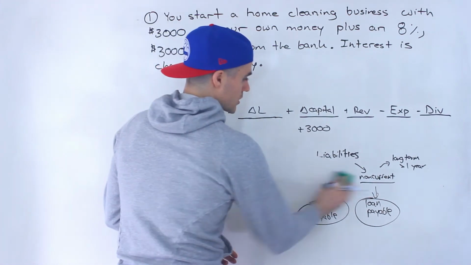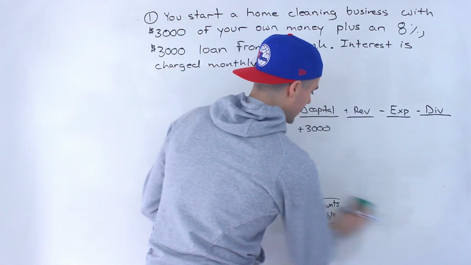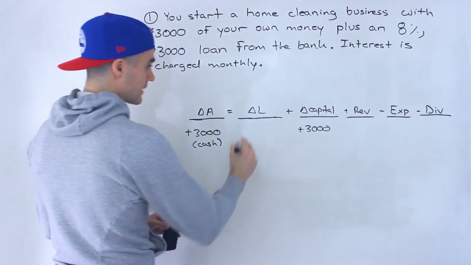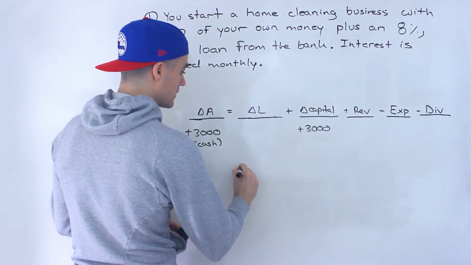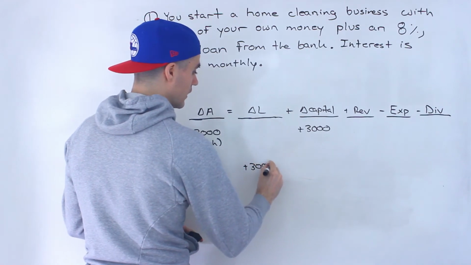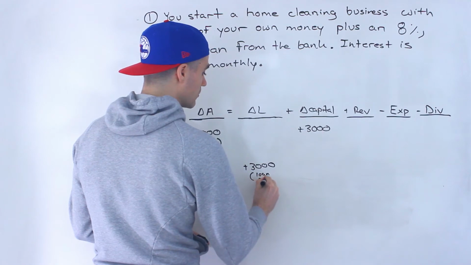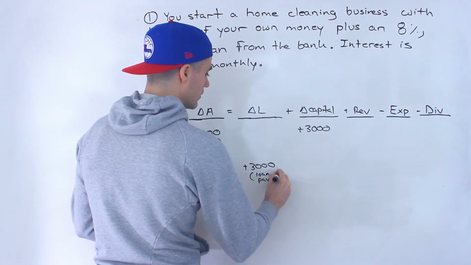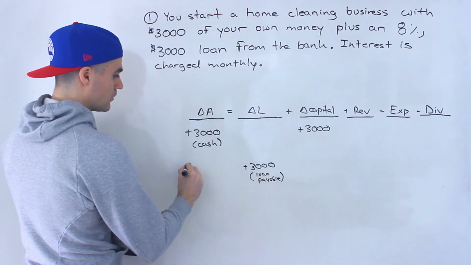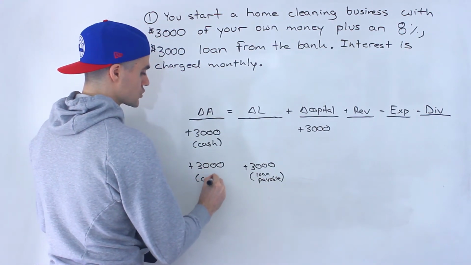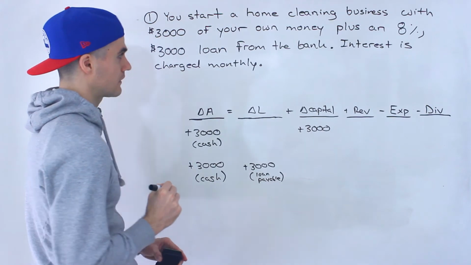Right, so going back to this transaction, we have a $3,000 loan that we're getting from the bank. So we're going to be adding a liability of $3,000. And then again, I'm going to call it a loan payable. And then what do we get? Well, we get $3,000, and that's going to be cash as well, like that.